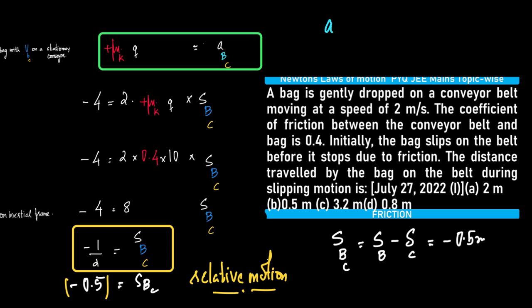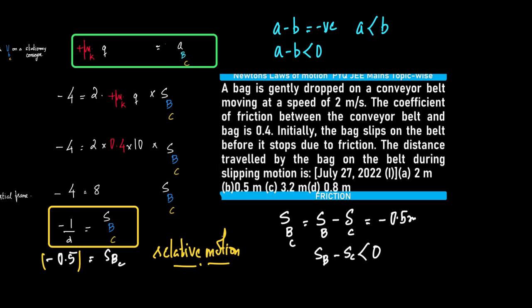See, if A minus B gives you a negative value, it implies that A minus B is less than 0, or in other words, A is less than B. Similarly, if SB minus SC is minus 0.5, I can write this as SB minus SC is less than 0, right? And therefore SB is less than SC. What does it imply? It implies that the displacement of the conveyor is more than that of the bag, and therefore the value is negative here.